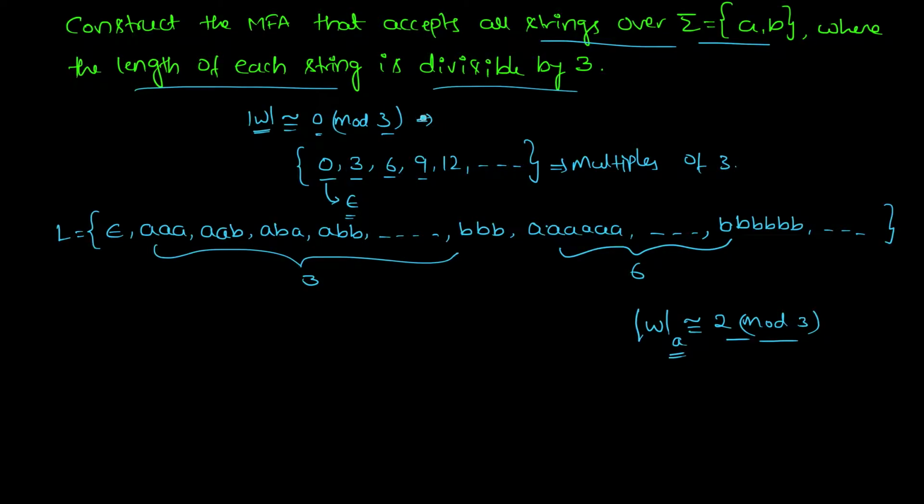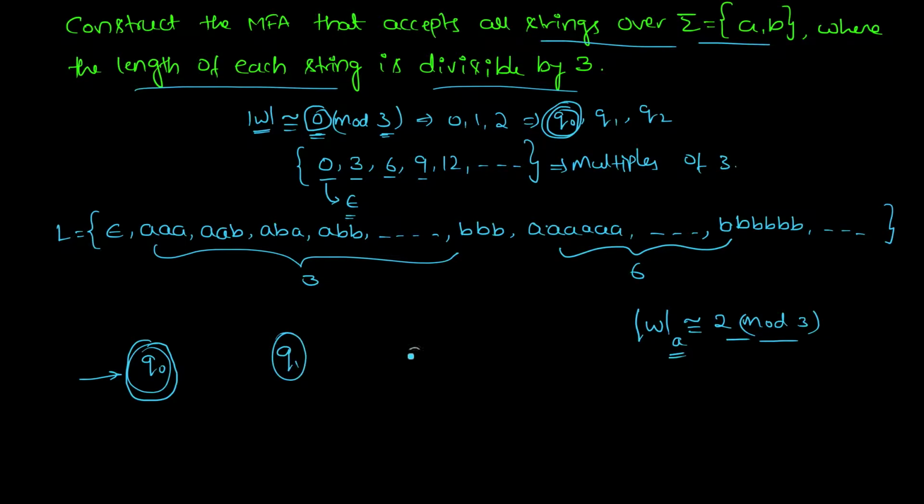So on similar lines, here we have 0 mod 3. The possible remainders when we divide a number by 3 are 0, 1, 2. Therefore, our states will be Q0, Q1 and Q2. Since we concentrate on remainder 0, our Q0 will be our final state, right? And as usual, Q0 is always our initial state. So in the DFA, Q0 is our initial state and final state, because we are concerned only about the remainder 0, and then Q1, Q2. These are our states in our DFA.